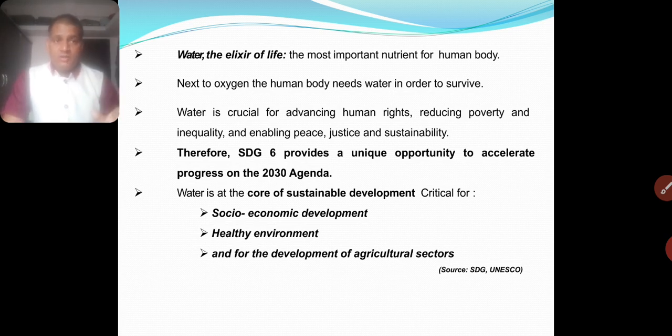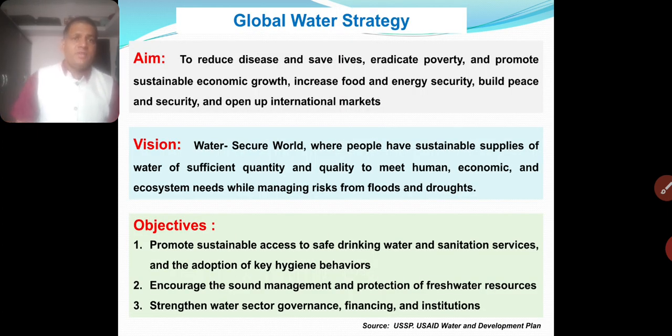The core of sustainable development is critical for socio-economic development, a healthy environment, and the development of sustainable agriculture. Afterwards, we can look at the global water strategy. What strategy have they given? What is the aim and vision and the objectives? In the global water strategy, the aim is to reduce diseases and save lives, eradicate poverty, promote sustainable economic growth, increase food and energy security, build peace and security, and open up international markets. I think everybody agrees with this. This is a nice statement given by USAID and USSP in their plan. What is the aim?